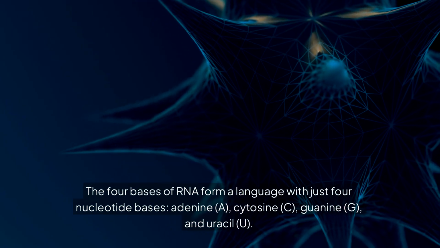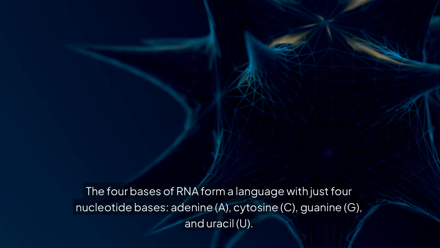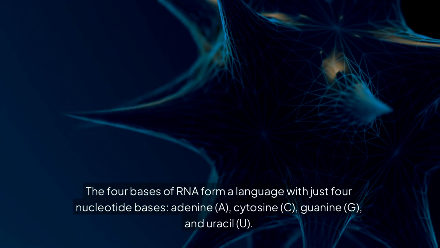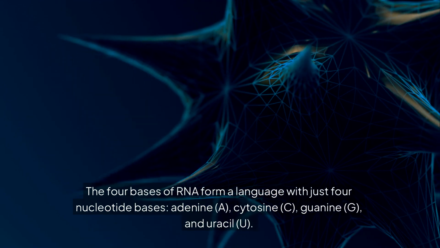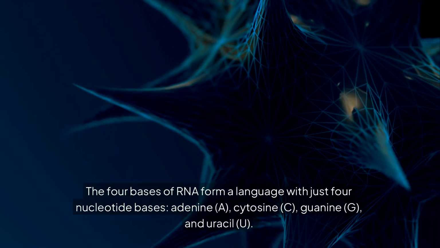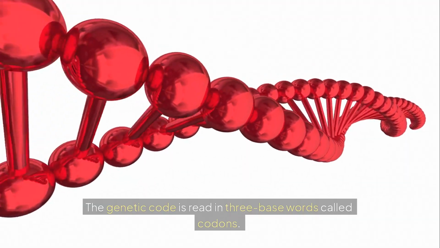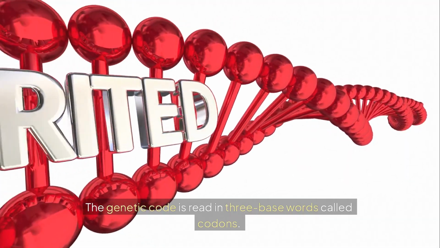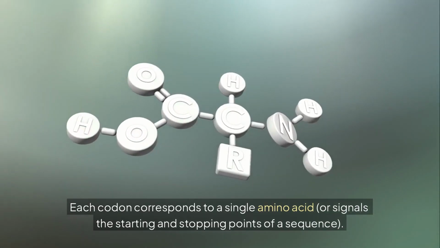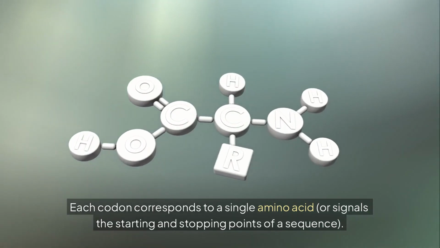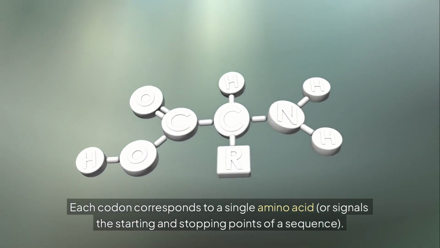The 4 bases of RNA form a language with just 4 nucleotide bases: adenine, A, cytosine, C, guanine, G, and uracil, U. The genetic code is read in 3-base words called codons. Each codon corresponds to a single amino acid, or signals the starting and stopping points of a sequence.